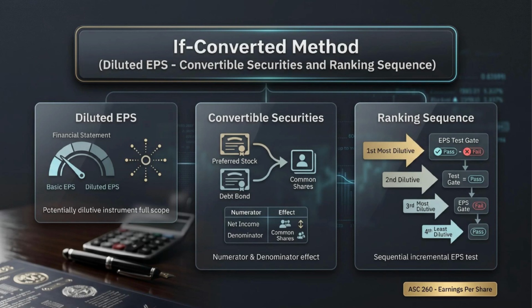We continue ASC 260 with the if converted method for diluted EPS. In the previous video, we handled options and warrants through the treasury stock method, where the numerator usually stayed unchanged. Today, we move to convertible securities such as convertible preferred stock and convertible debt. These instruments are more powerful because conversion can affect both sides of the EPS fraction, earnings and shares.